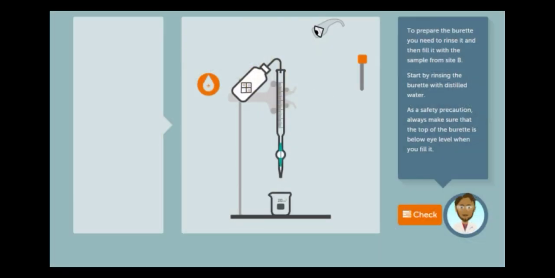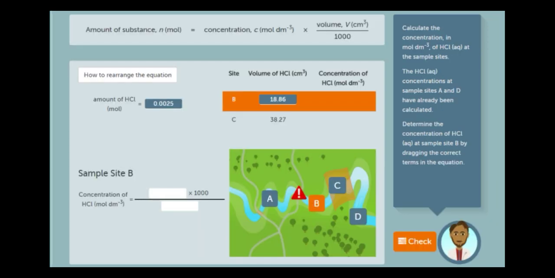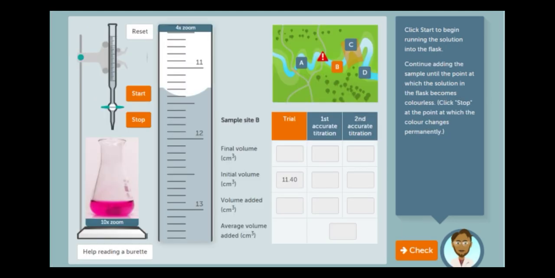In this activity, you will learn how to set up and run a titration experiment to calculate the unknown concentrations of acid in the samples collected from the contaminated river. You'll need to carefully add just the right amount of acid to the alkali solution to reach the neutralization point and judge when the indicator color changes.